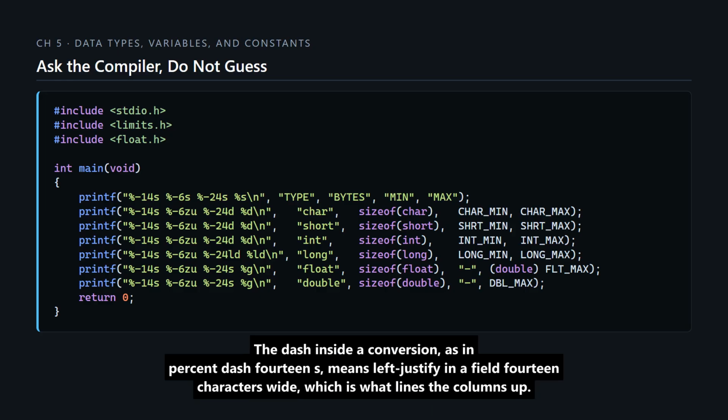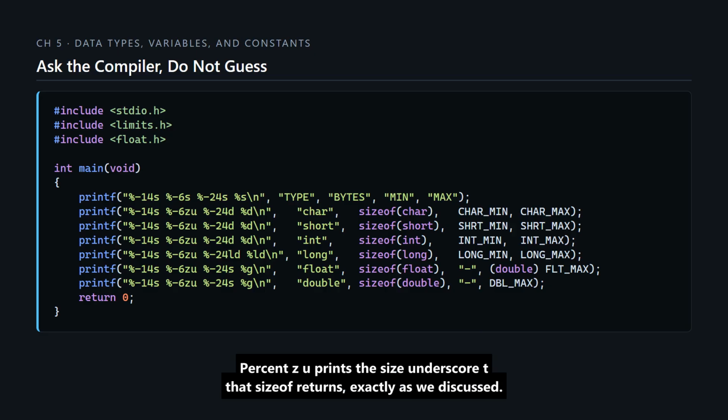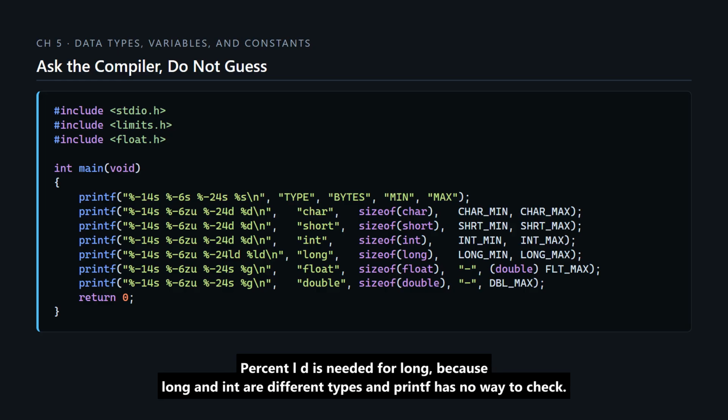The dash inside a conversion, as in %-14s, means left justify in a field 14 characters wide, which is what lines the columns up. The %zu prints the size_t that sizeof returns, exactly as we discussed. %ld is needed for long, because long and int are different types and printf has no way to check.